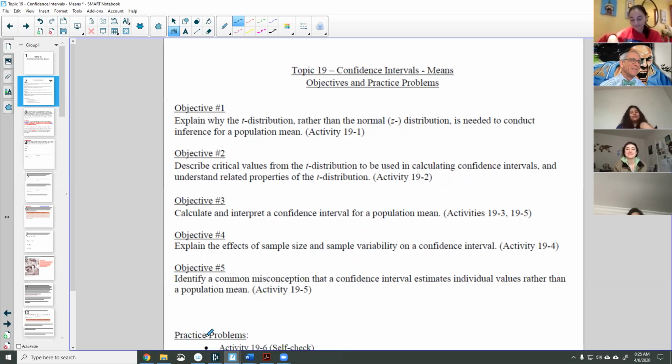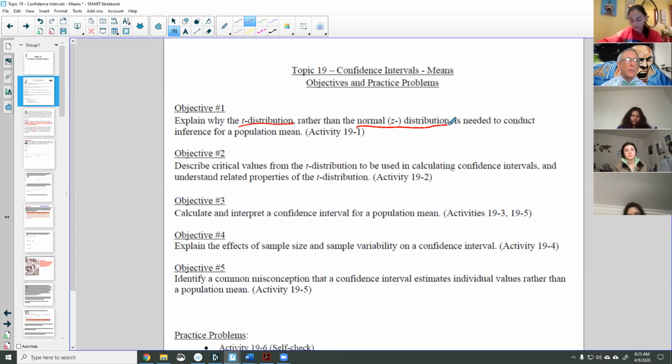Okay, good. All right. So objectives and practice problems are in the lessons folder. And objective number 1, which is as far as we will possibly get, even if we get that far today, is a new thing that we're going to learn. It's called a T distribution. And we're going to talk about why we're going to use that rather than the normal or the Z distribution.